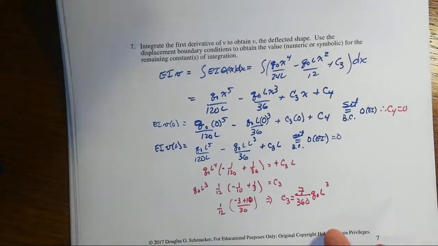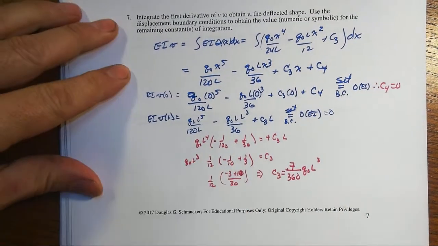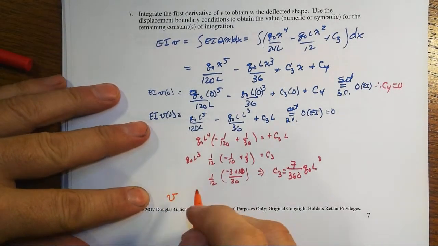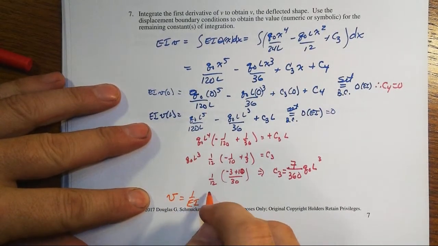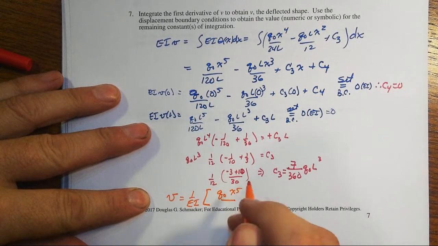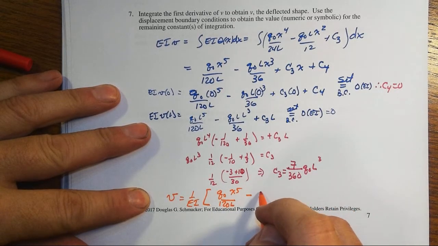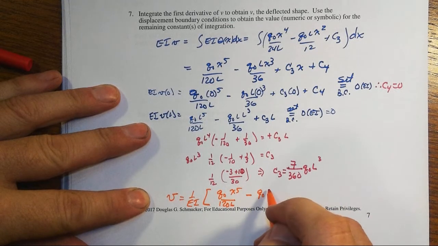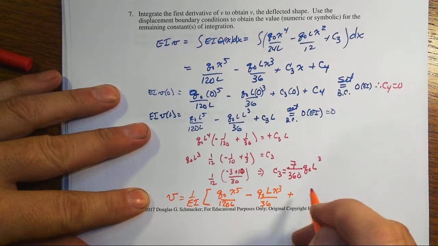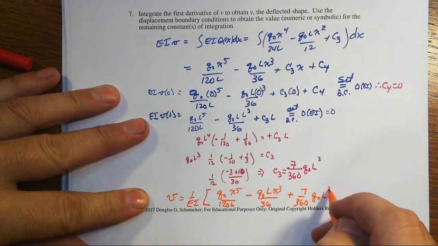And that leaves us then finally an expression for our displacement here that is V equals 1 over EI times Q naught x to the 5th over 120L minus Q naught L x cubed over 36, and then plus 7 over 360 Q naught L cubed.